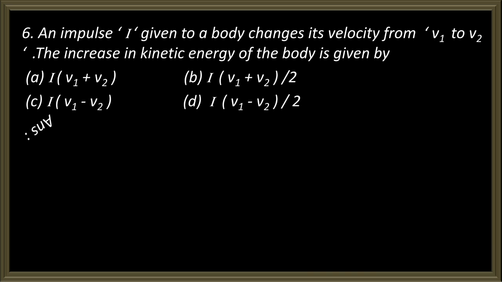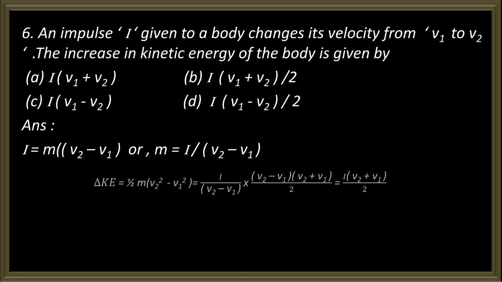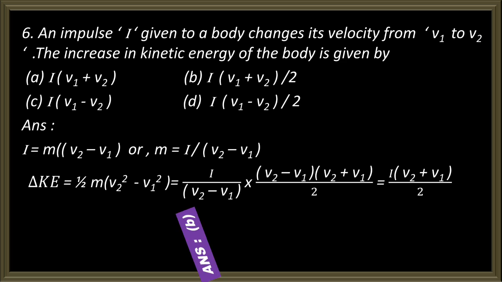Now question number 6. An impulse I given to a body changes its velocity from v1 to v2. The increase in kinetic energy of the body is given by. The four options are given to you, A, B, C and D. You have to find the correct one.